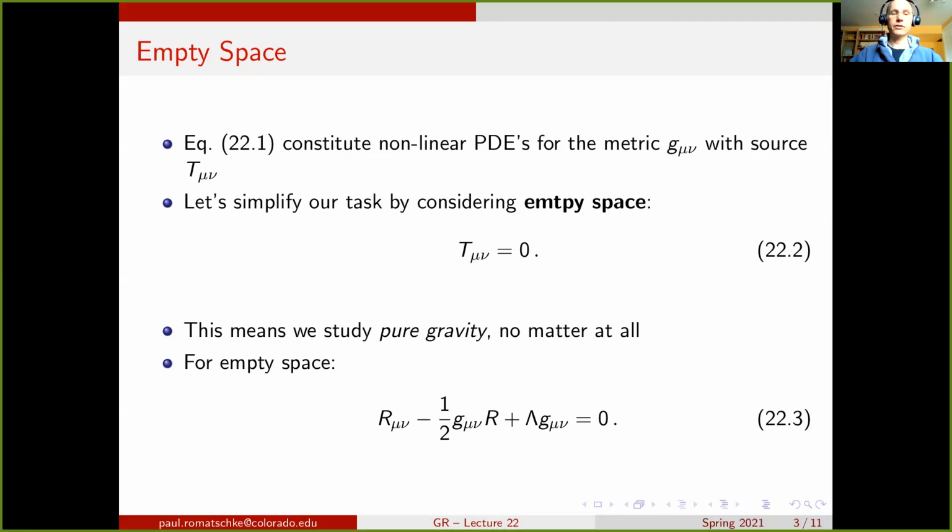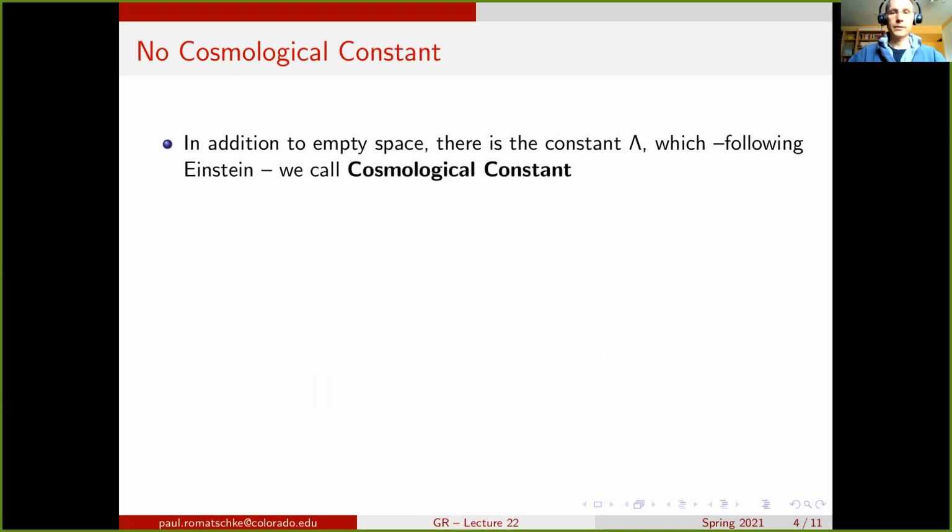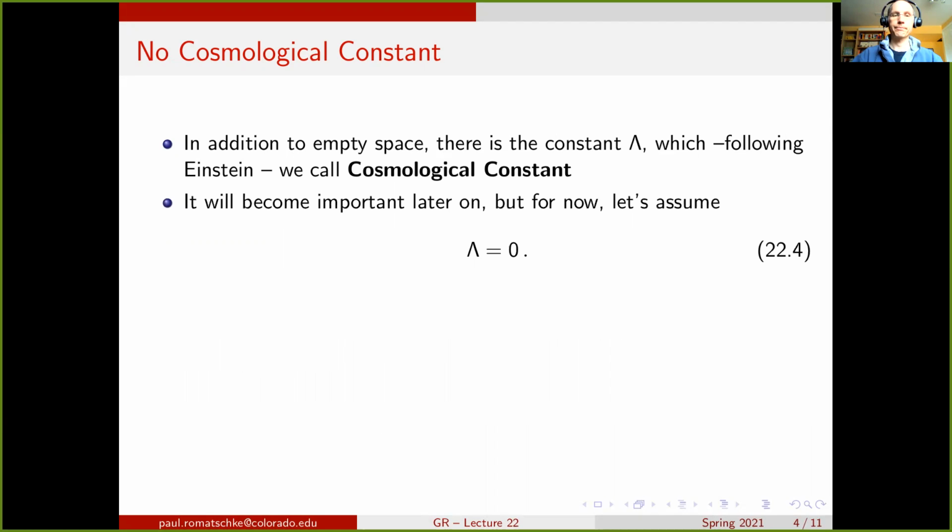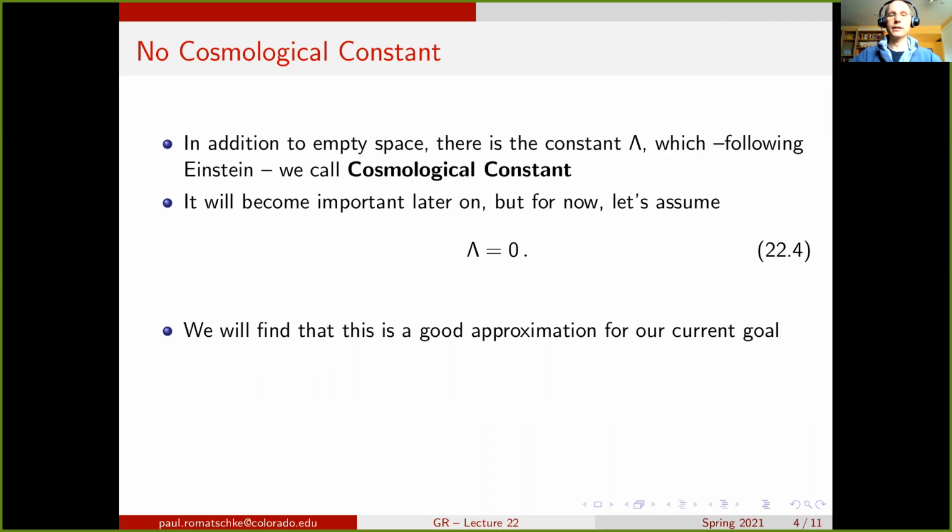So for empty space, the Einstein field equations are just this: R_μν minus 1/2 g_μν R plus Λ g_μν is equal to 0. We want to make some further assumptions, namely, in the following, I will assume that the cosmological constant Λ is set to 0. This is just for the moment an assumption to make the equation simpler. It will turn out that later on, this is actually a good approximation for the goal that we have in mind for this solution, but at the moment it is an ad hoc assumption.